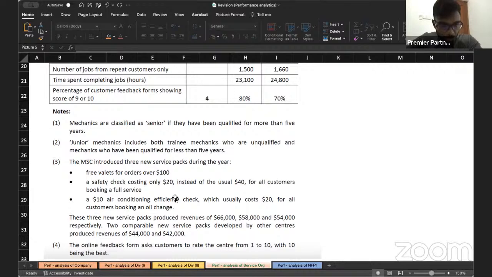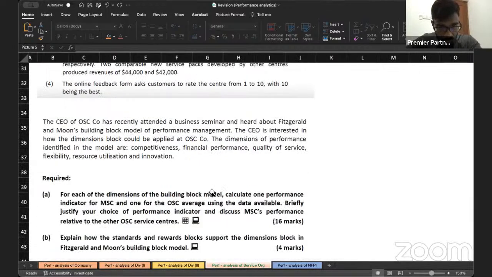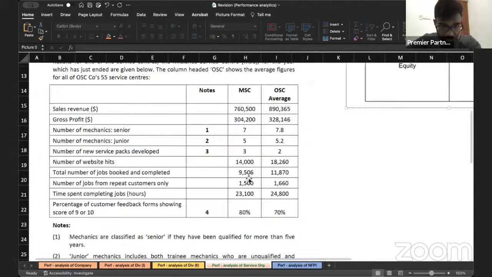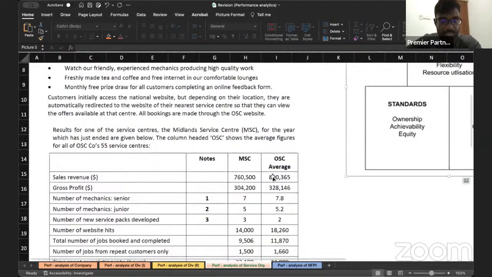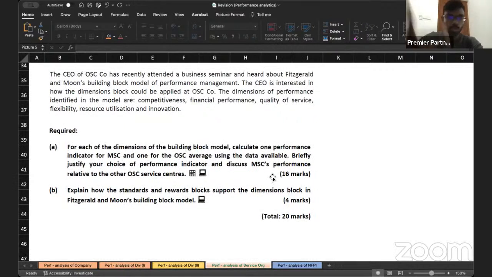And then what do you need to do? So I have calculated one performance indicator for each. So you need to calculate gross profit margin for MSc and OSC. That can be done, right? And then you have to discuss it. Based on the numbers, you need to talk about it. Are we clear?